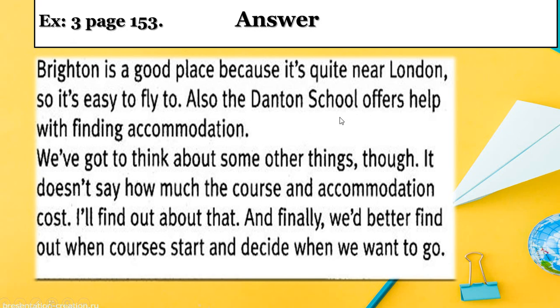Brighton is a good place because it's quite near London, so it's easy to fly to. Also, the Danton School offers help with finding accommodation. We've got to think about some other things, though. It doesn't say how much the course and the accommodation cost. I'll find out about that. And finally, we'd better find out when courses start and decide when we want to go. But this is just a sample. You can use your imagination and write your answer.